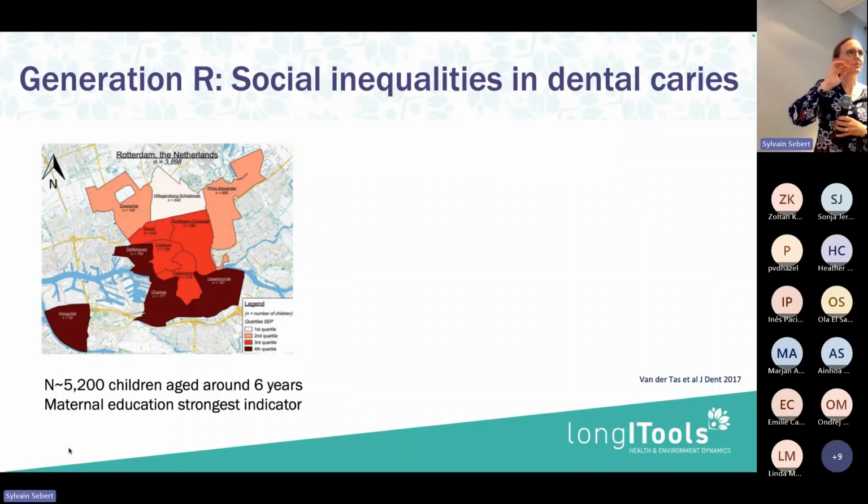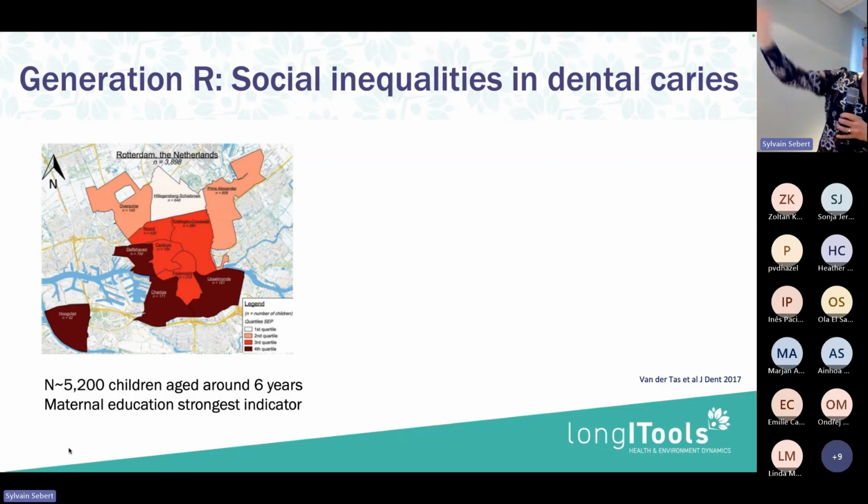I'm going to show you something about dental caries, not because it's relevant for LongITools in essence. I mean, it is, I guess, relevant, but it's maybe not the first thing that you think about when you think of LongITools, but it's just because I like the simplicity of this and what it can show us.